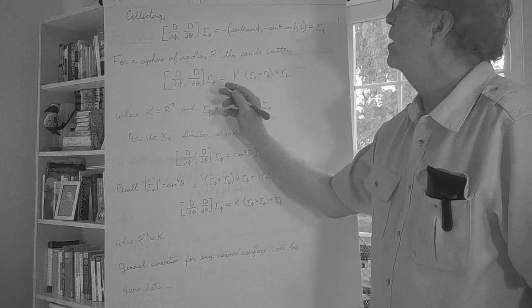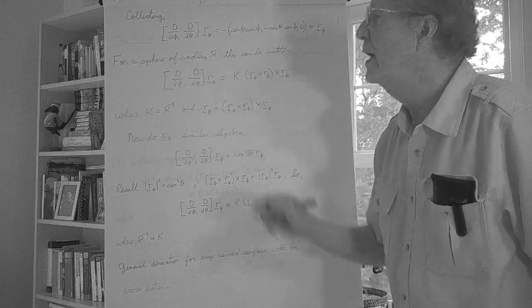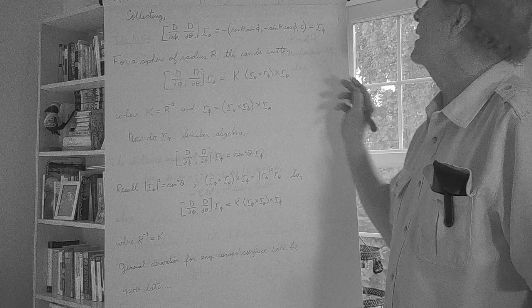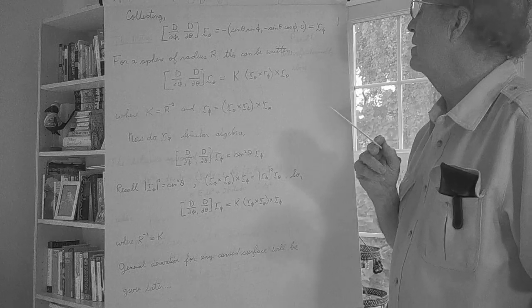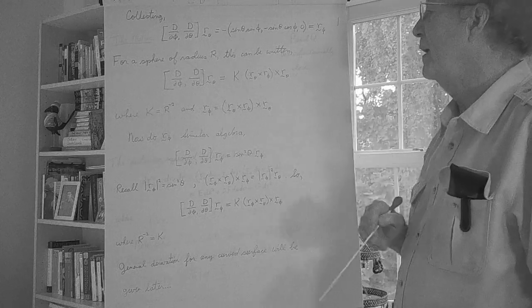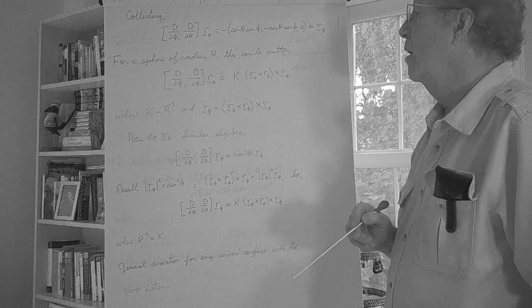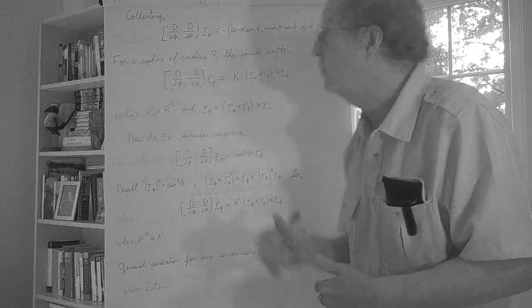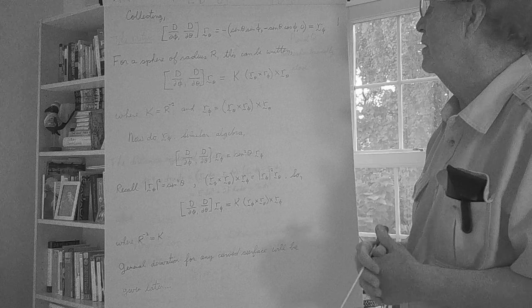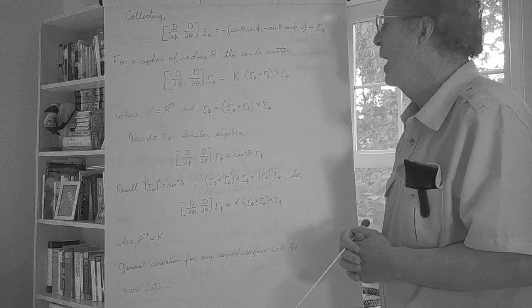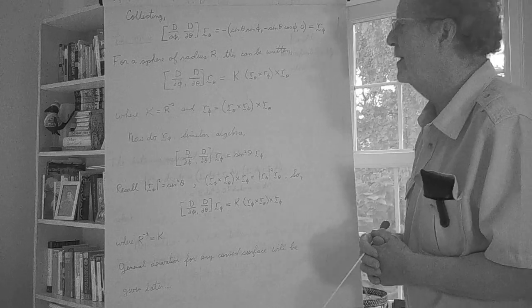I apply the commutator to one of the tangent vectors, and I get the other tangent vector. Okay, and here's a fancy way of writing that. We'll see that when we make the general proof that this is the kind of structure that we're going to find. And so I want to anticipate that.